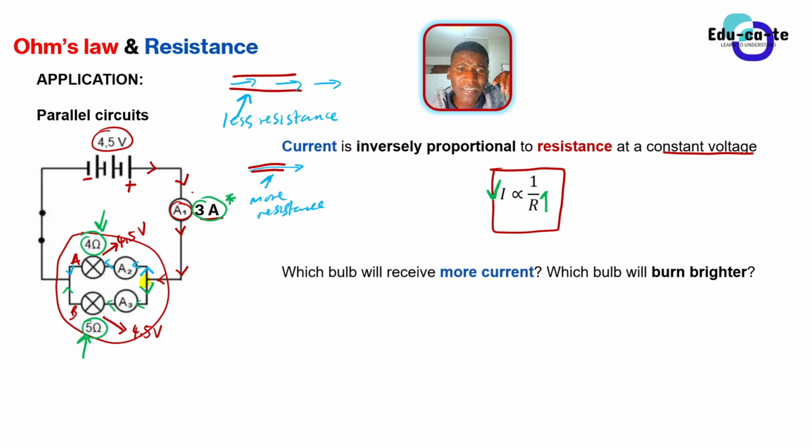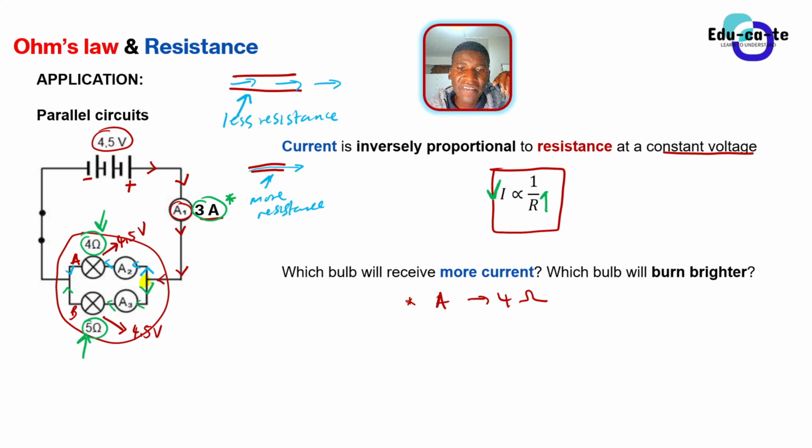So that's why we say that from these 3 amperes, the total current that is being divided at this point, more of these 3 amperes will go to 4 ohms than 5 ohms, because 4 ohms has got lesser resistance, so more current can pass through because they're inversely proportional. So here, if they say which bulb will receive more current or which bulb will burn brighter, it will be bulb A, which is the 4 ohms resistor.